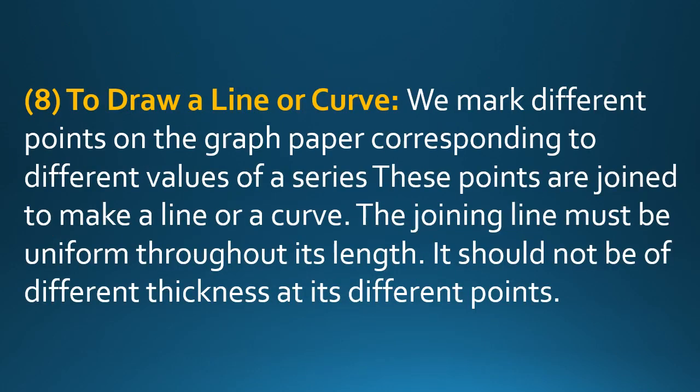Next one is to draw a line or curve. See, we mark different points on the graph paper corresponding to different values of a series. These points are joined to make a line or curve. The joining line must be uniform throughout its length. It should not be of different thickness at its different points. Now on a graph paper, when we join different points, these lines should be of the same thickness.